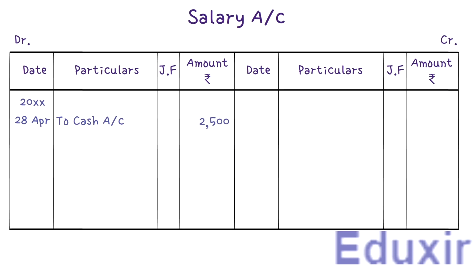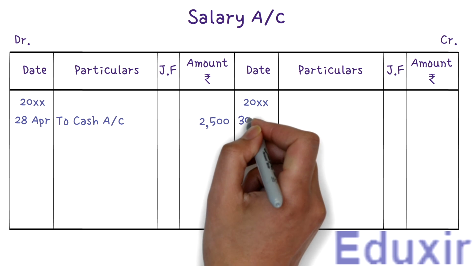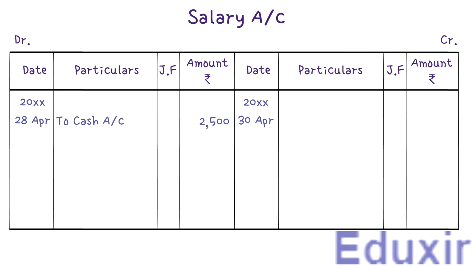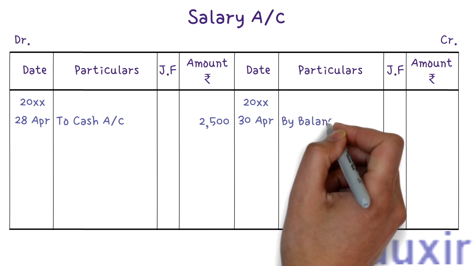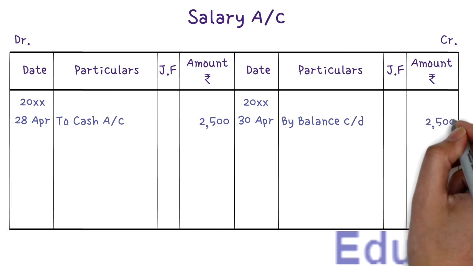As there are no entries on the credit side, this entire debit balance of 2500 rupees need to be carried down. As this is the first entry on the credit side, let's first write the year and then let's write the date as the last day of the month. Let's then write by balance carried down in the particulars column. Let's then write 2500 rupees in the credit amount column.